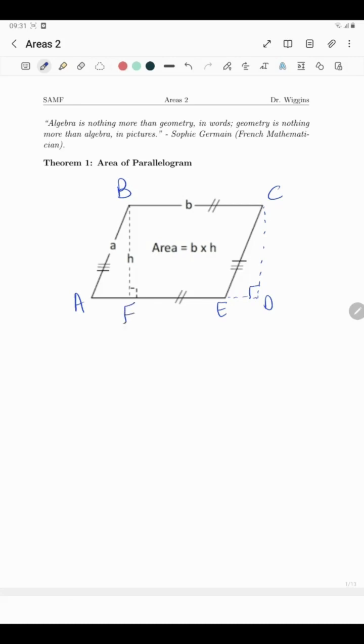Alrighty, so you can clearly see that triangle ABF is congruent to triangle ECD. So you can pick up triangle ABF and you can drop it onto triangle ECD. So these two triangles have the same area. So let's say the area of triangle ABF is X. Therefore, because triangle ABF and ECD are congruent, the area of triangle ECD is also X.